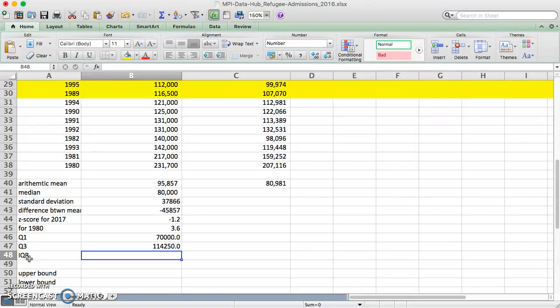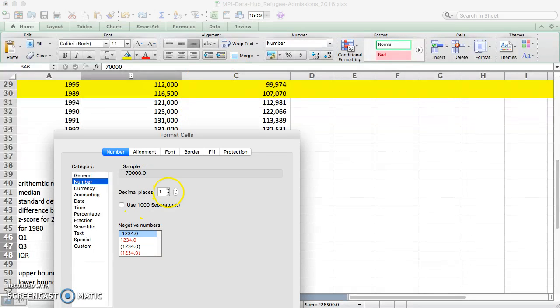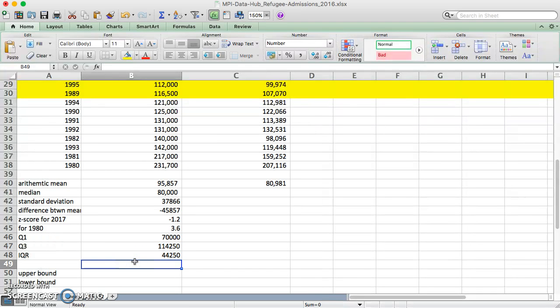So the IQR is quite simply Q3 minus Q1. So it's that minus that. I'm actually going to go ahead and just format these cells to get rid of that decimal point because I do not need it. Okay, so my IQR is 44,250.